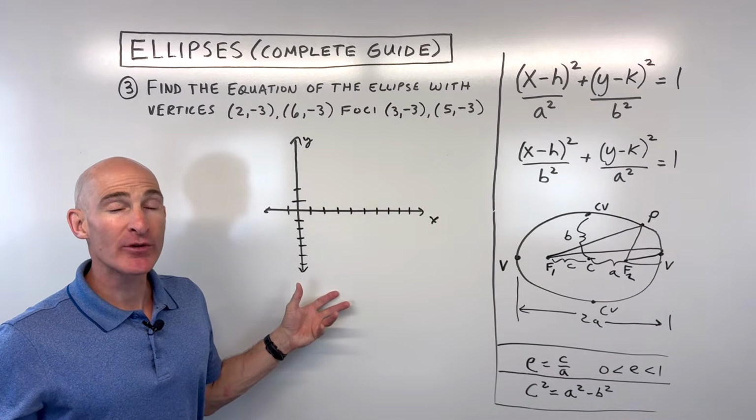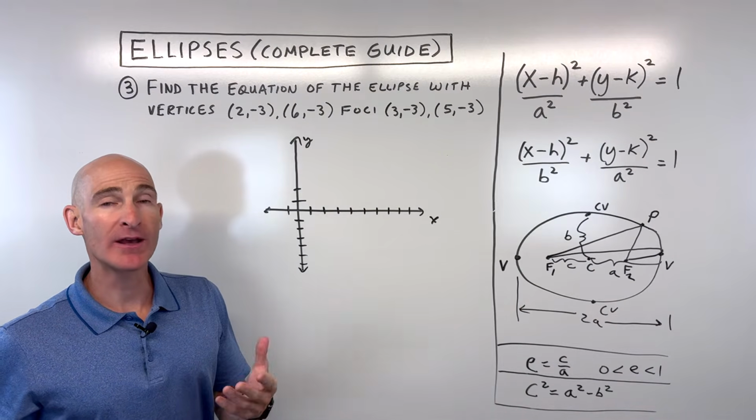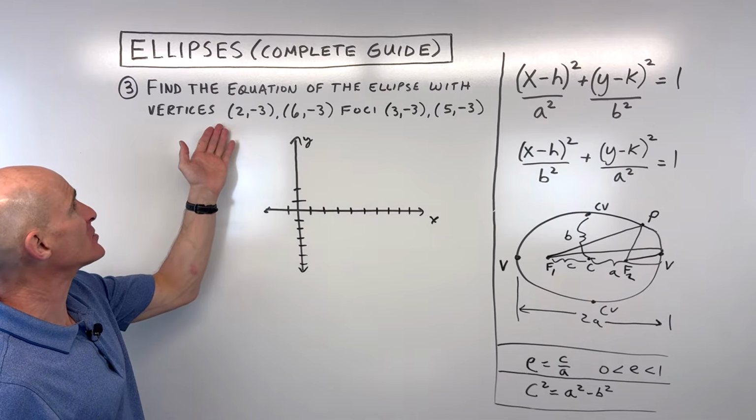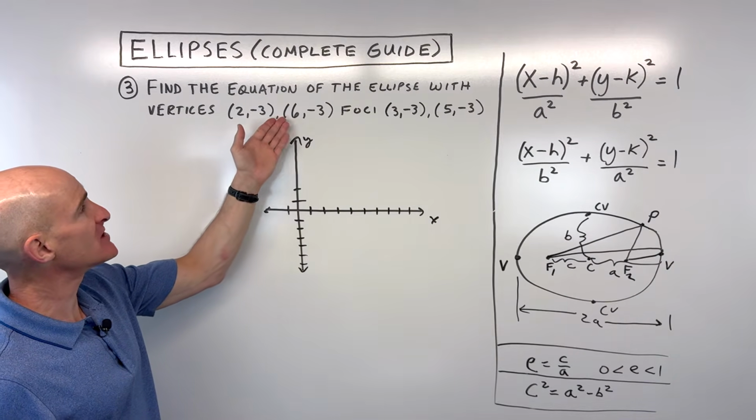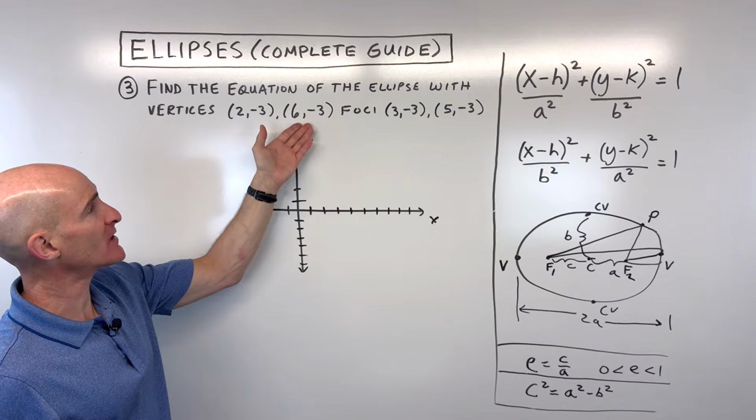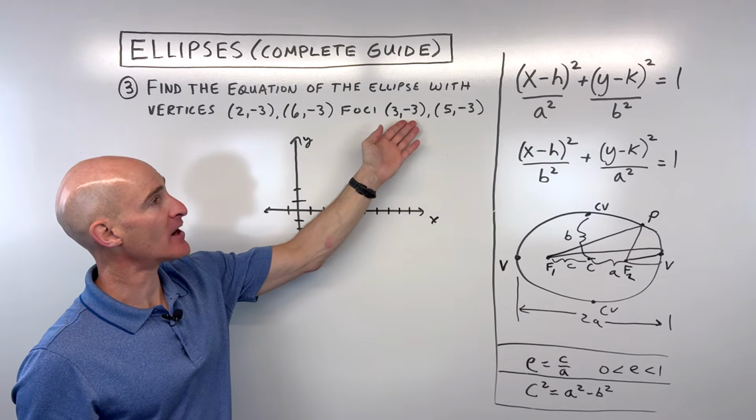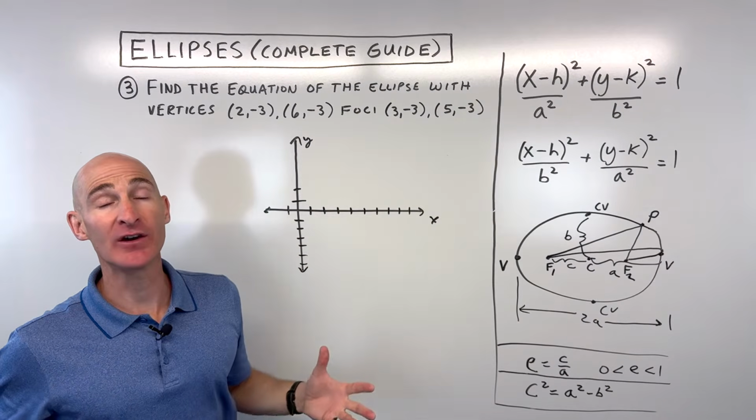Okay, in example number 3 now, we're going to shift gears and talk about writing equations, given some information. So say, for example, we're given the vertices of the ellipse, which are at (2, -3) and (6, -3), and the foci are at these 2 points. How do we get the equation?